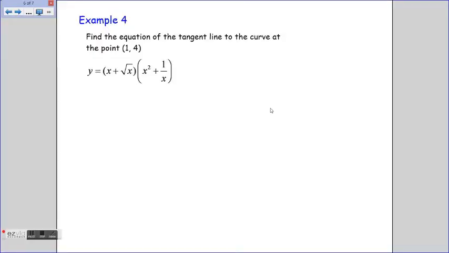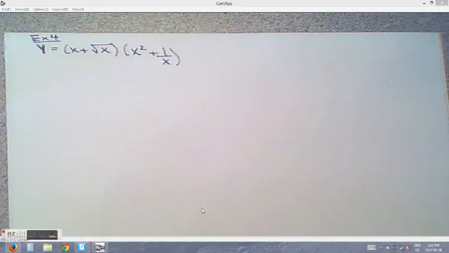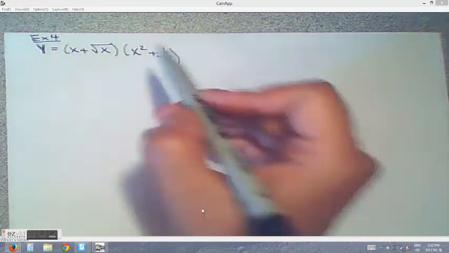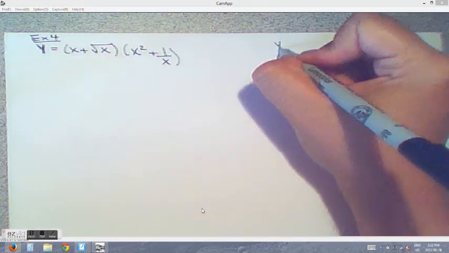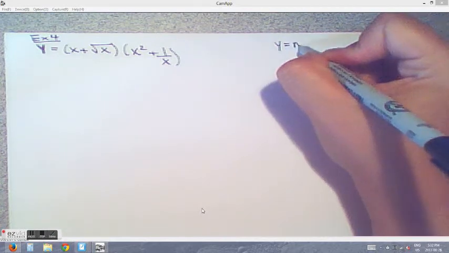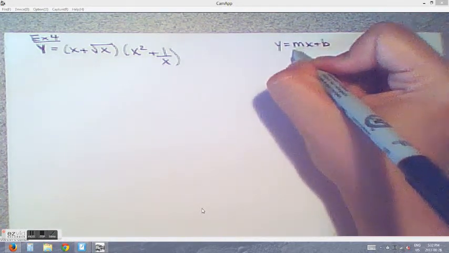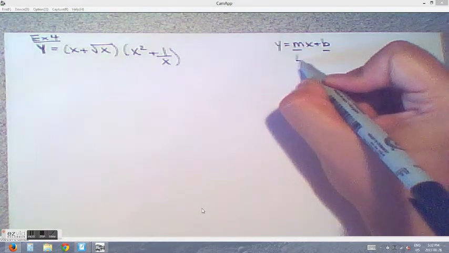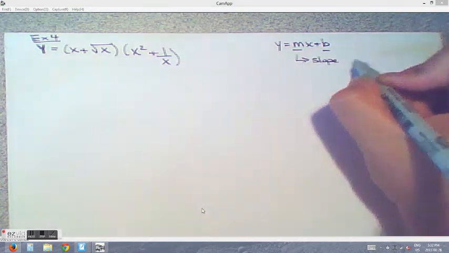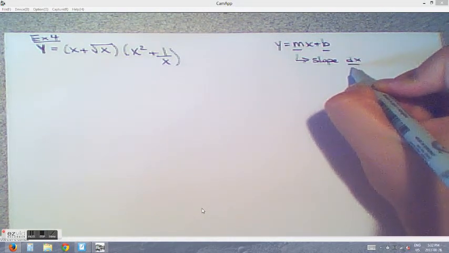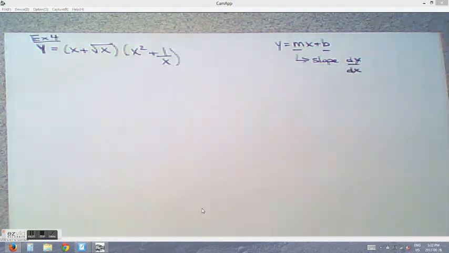Example 4 for today. We are asked to find the equation of the tangent line to the curve at the point (1, 4). Our function is y is equal to x plus the square root of x, times x squared plus 1 over x. In example number 4, we want to find the equation of the tangent. So what we're looking for is y is equal to mx plus b. We want to find m and we want to find b. Remember that m is the slope, which means it is dy by dx at that point.